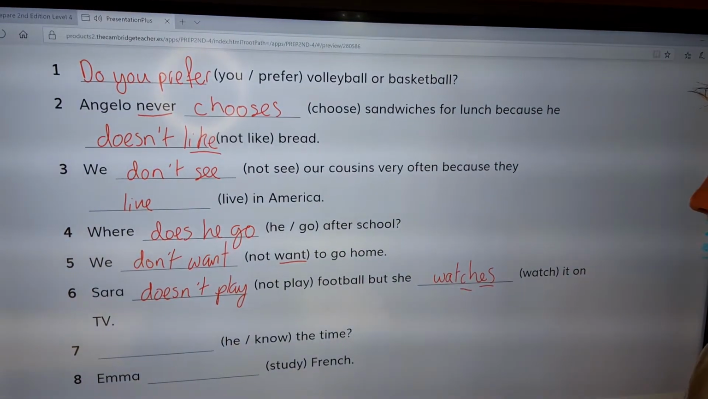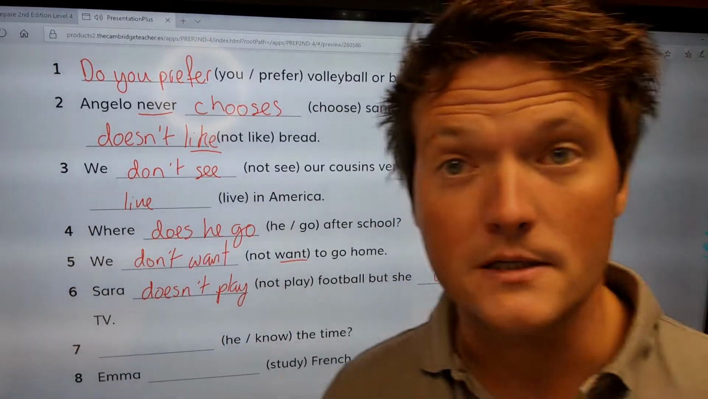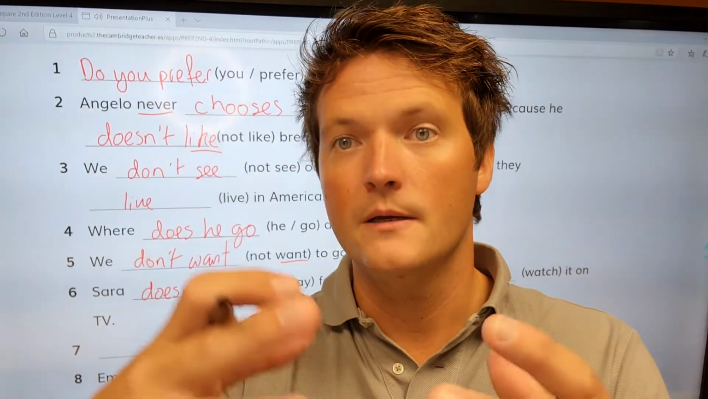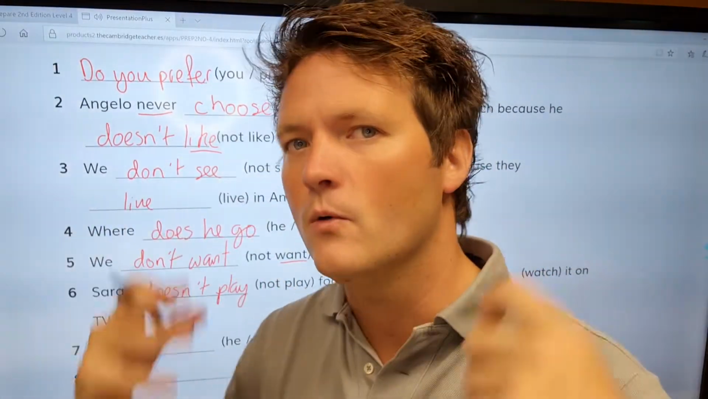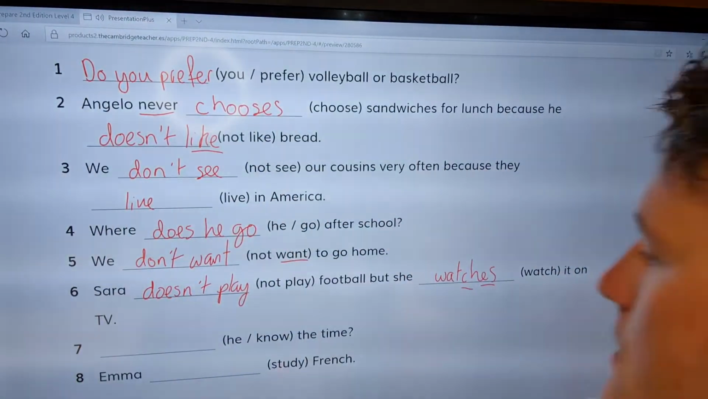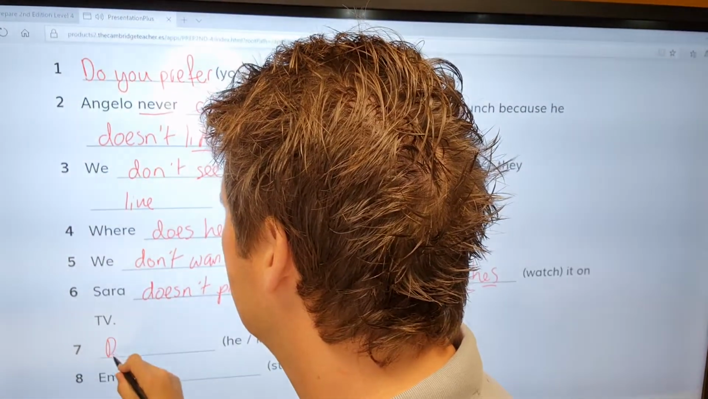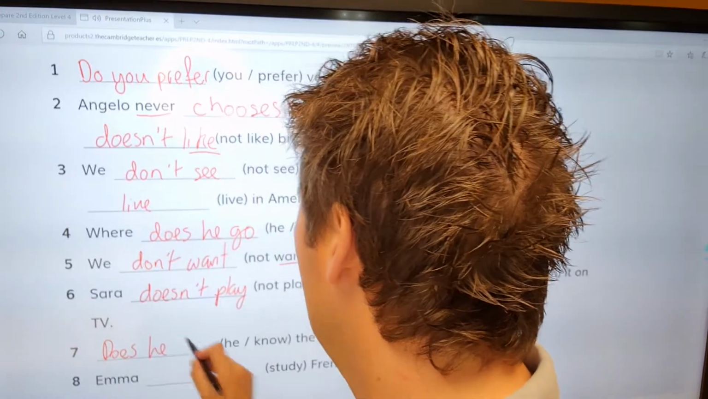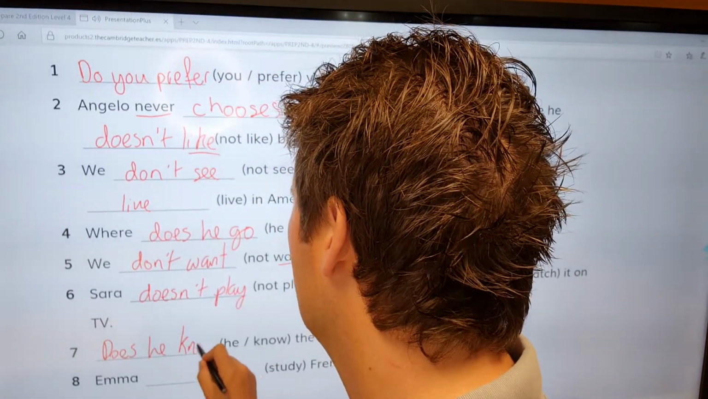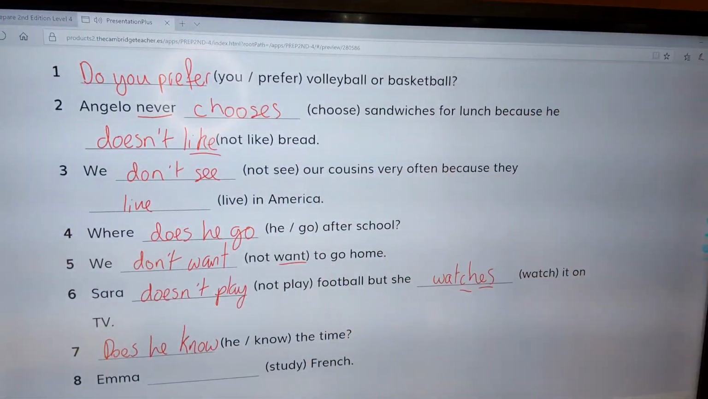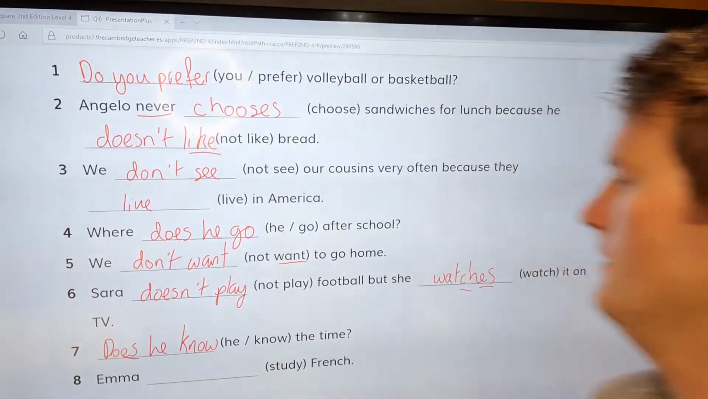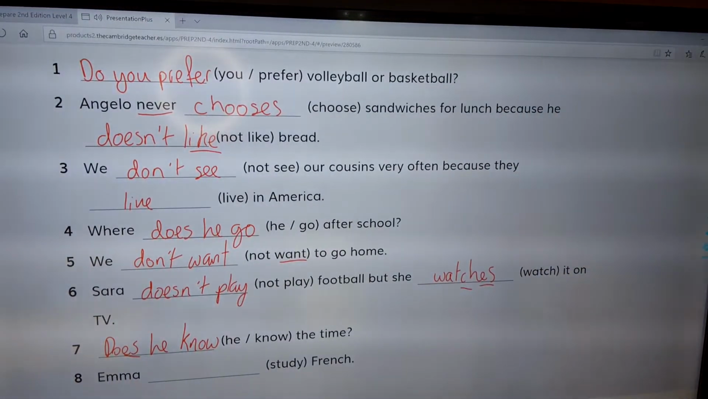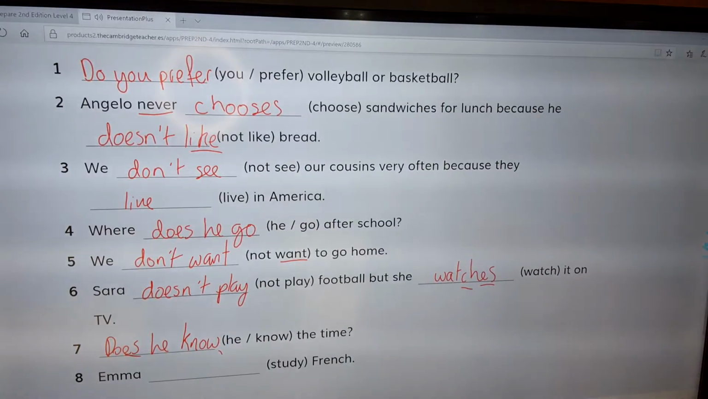Okay, number 7. He know the time. I'm asking a question about my subject, which is he. So the auxiliary before he is does. Does he know? And we don't put an S on the end of this verb because we have the S here in the auxiliary verb. So we don't need to put it here on the main verb.